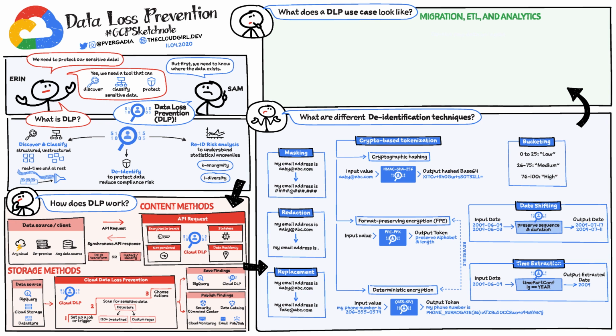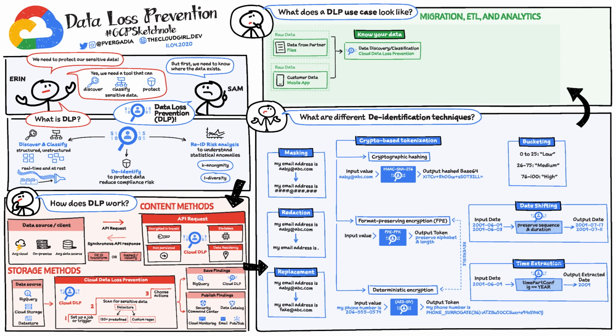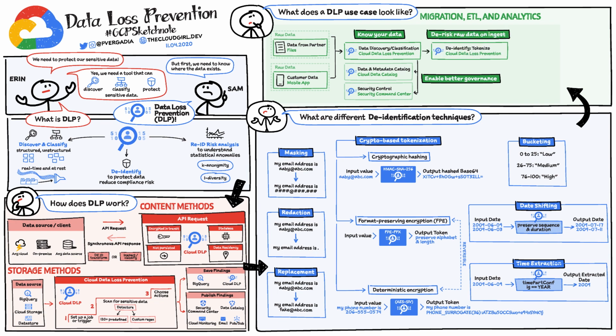Migration, ETL, and analytics is one of the use cases where you get the raw data and pass it to DLP for data discovery. And you send it to Data Catalog and Security Command Center for better governance. From there, you de-identify the data, tokenize it, and save the tokenized results in a database, which can now be used by data engineers and analysts. That's it for data loss prevention.